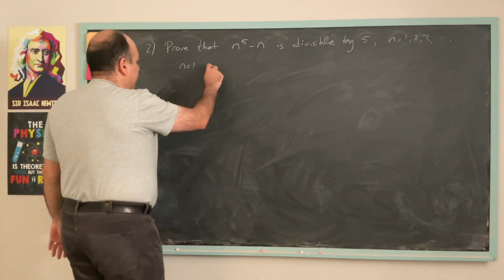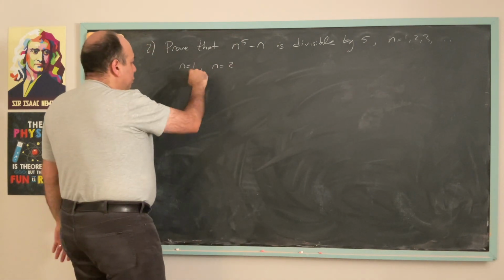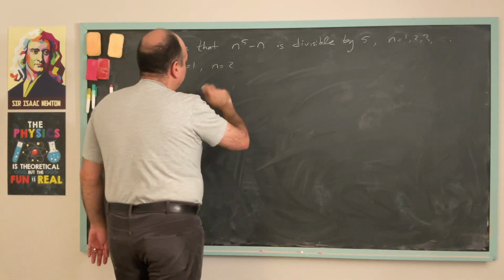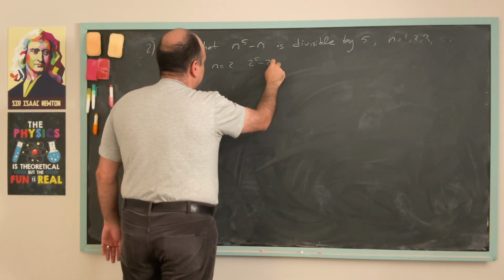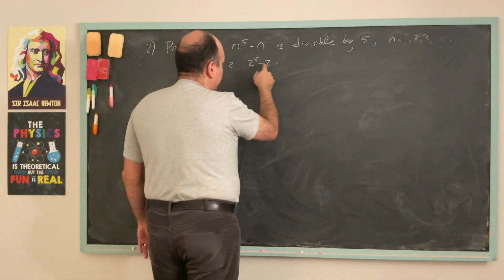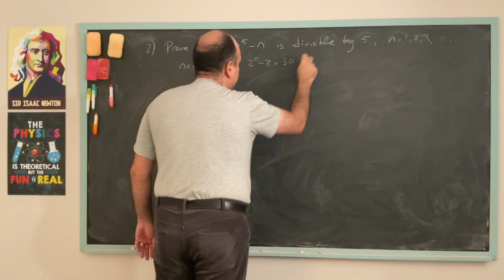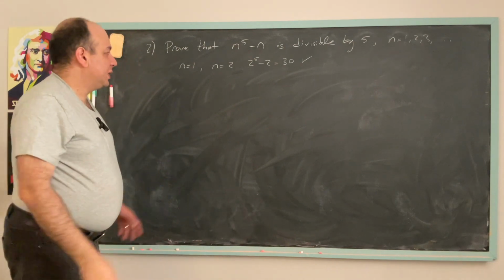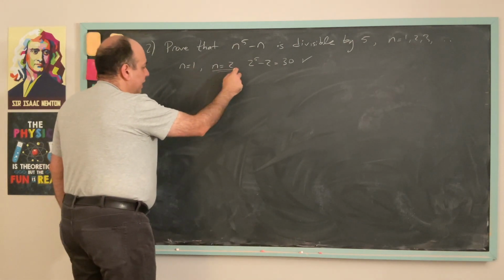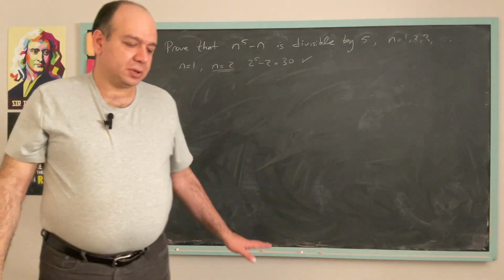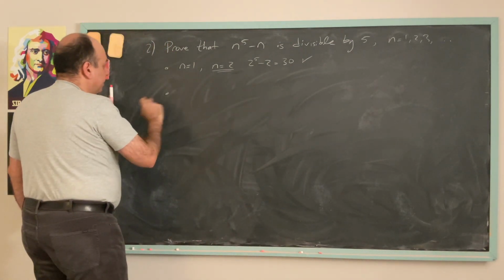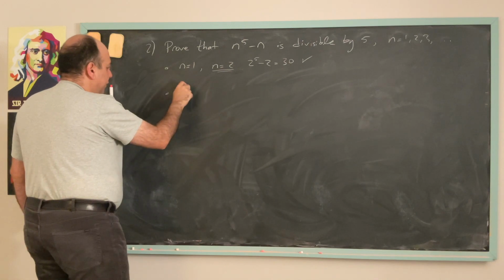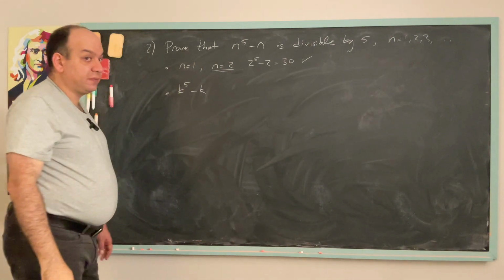So let's also check n is equal to 2. So n is equal to 2 is 2 to the 5th minus 2. This is equal to 32 minus 2 is 30. So this is divisible by 5. So we can actually safely take n is equal to 2 as our base condition. Now we are going to assume, the second step, that k to the 5th minus k is divisible by 5.